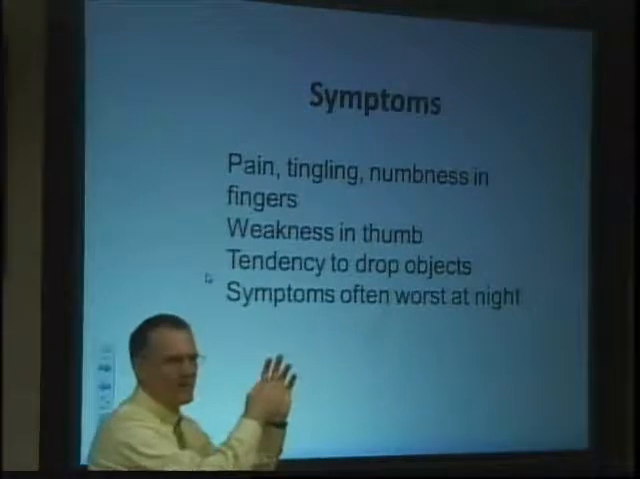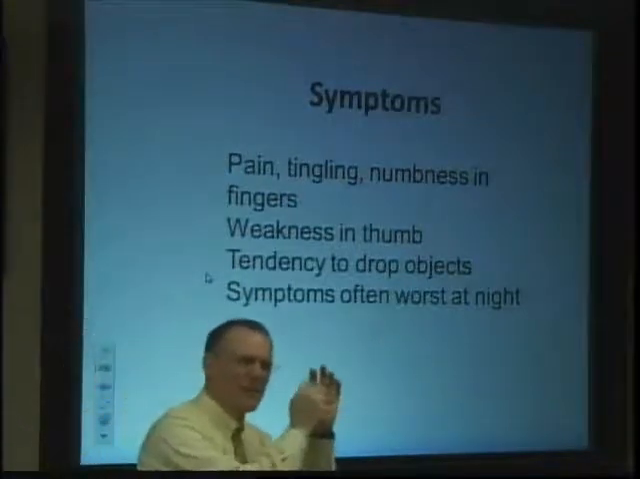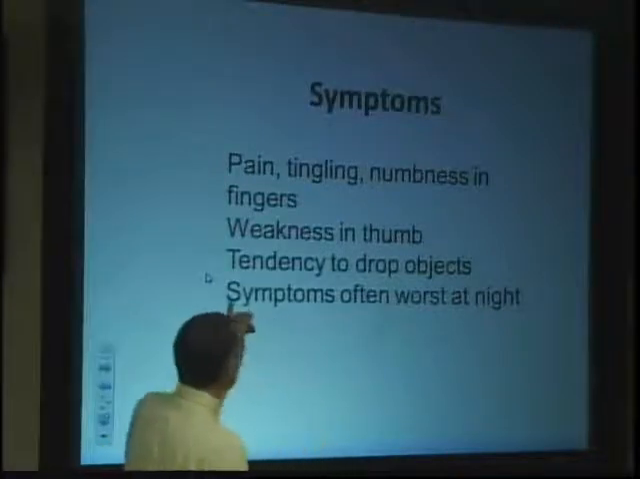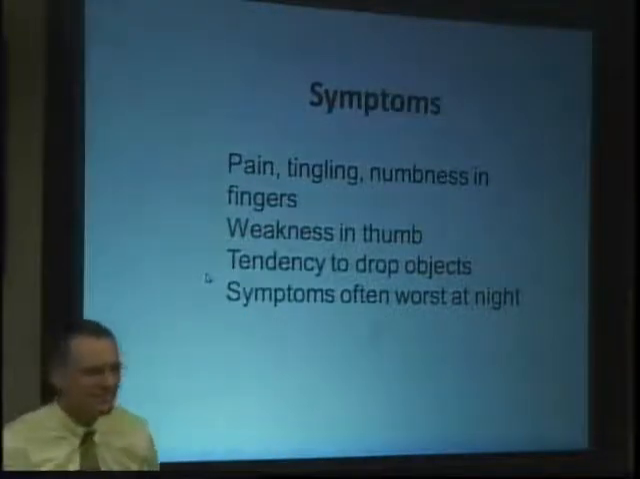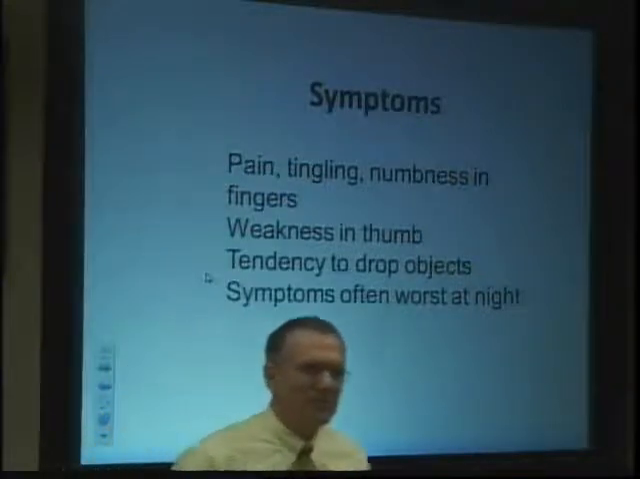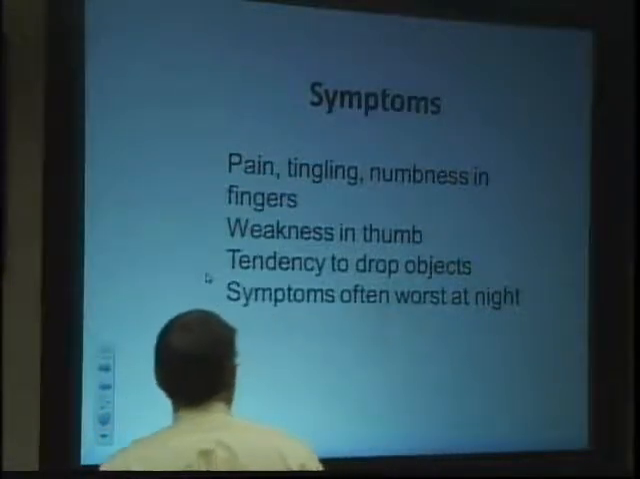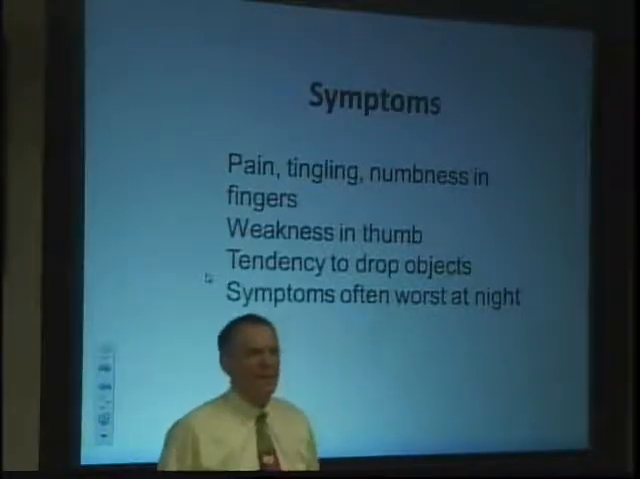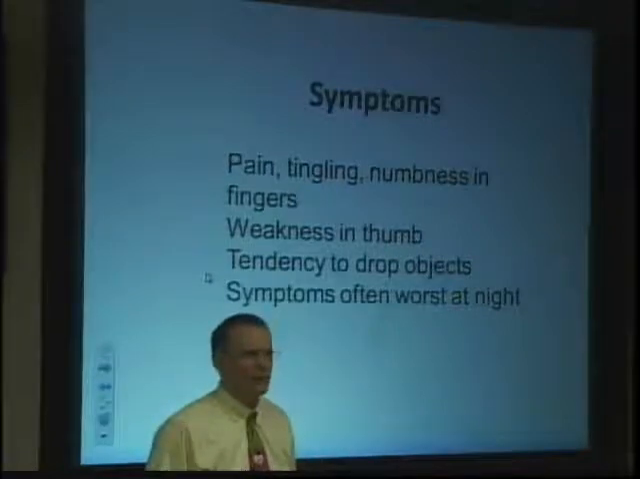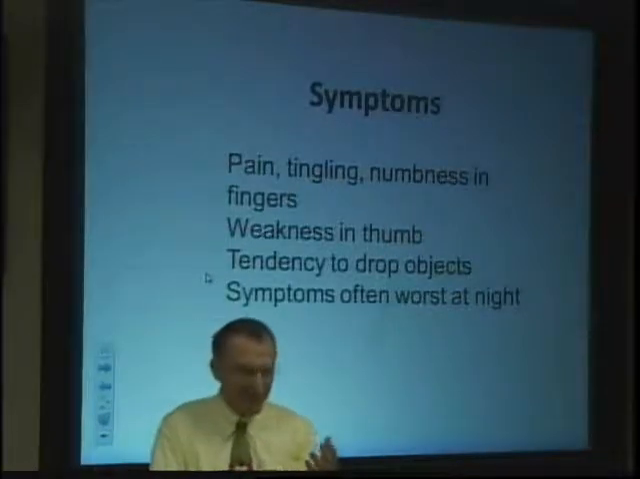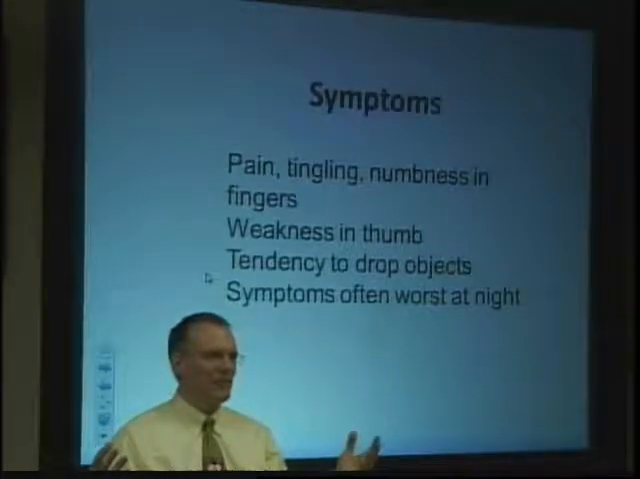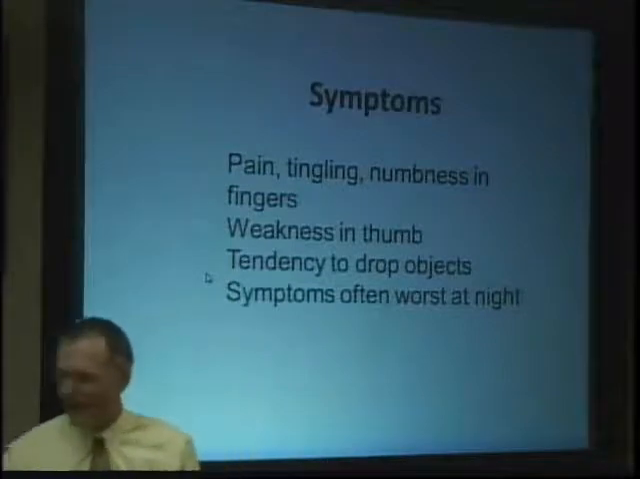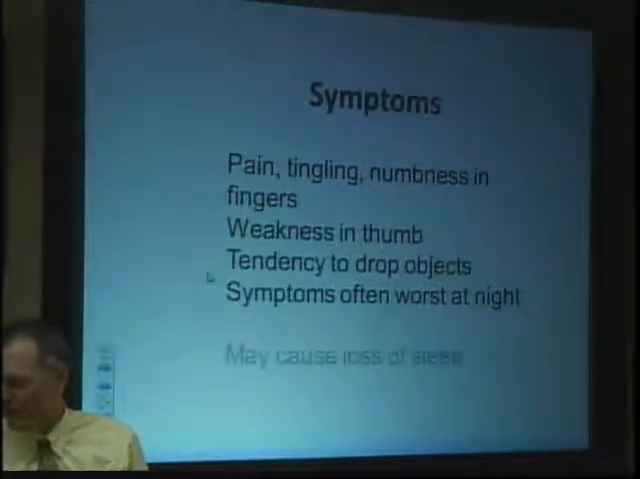Weakness in the thumb itself. You would feel less able to exert full force with the thumb. You may have a tendency to drop objects. And perhaps the most disturbing and shocking of all is the symptoms are often the very worst at nighttime. Sometimes so painful that it wakes you up and causes you to lose sleep as the wrist relaxes finally after your day's activities. That nerve finally gets to start screaming at you because it is crushed all day long.